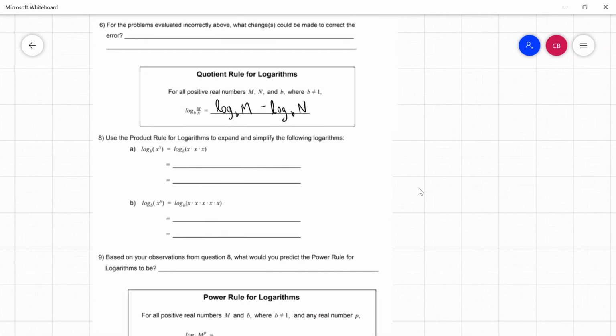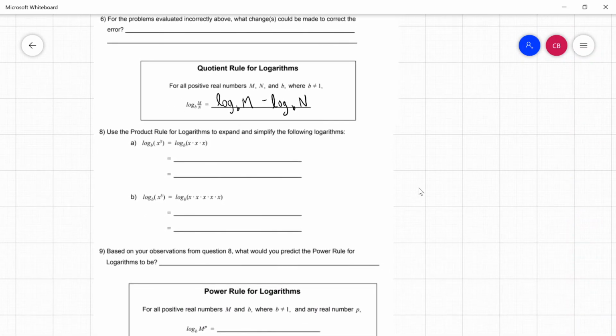So the product rule to expand each of the following logarithms. So if you have x to the third, then what do you have here? You have log b of x plus log b of x plus log b of x. Now, how many of these do we have? 1, 2, 3. So we have 3 times log b of x.